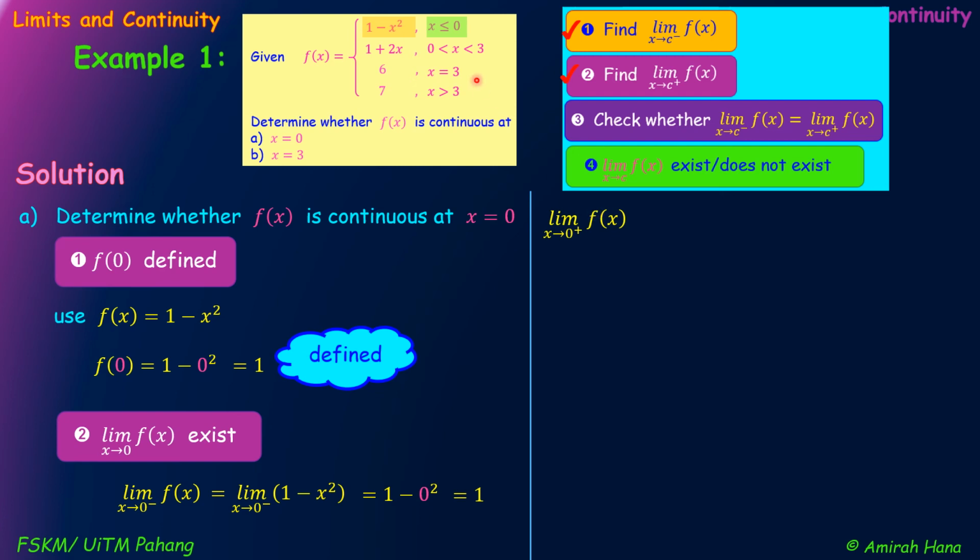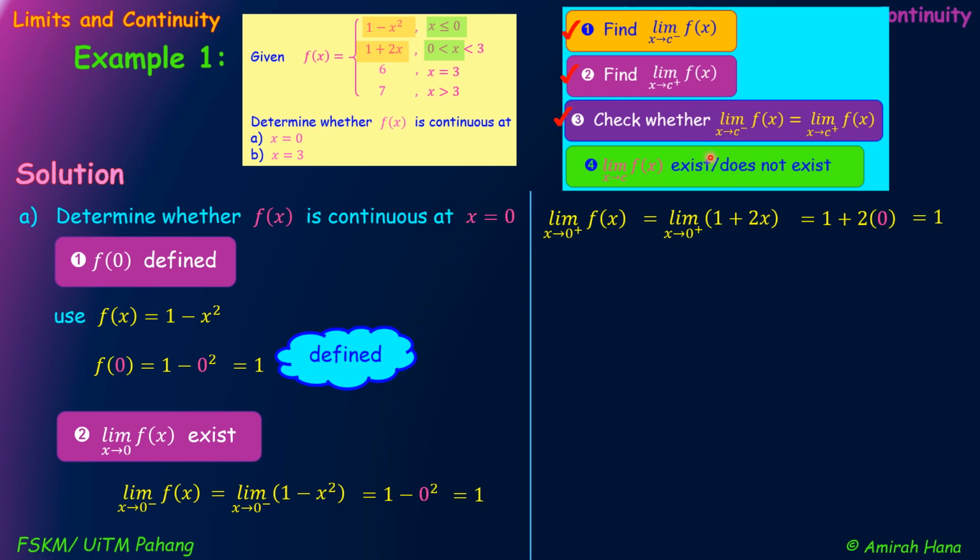So we can refer to this domain: 0 less than x. If we read backward, we read it as x greater than 0. x greater than 0 means 0 from the right. So we can replace f(x) with this function, 1 plus 2x. And then to solve this limit, we just use direct substitution. We replace x with 0 here. So we get 1 plus 2 times 0, which equals 1 plus 0 equals 1. After that, we continue with step 3.